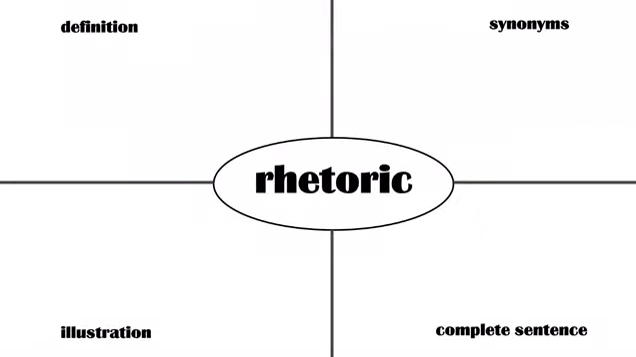The definition of rhetoric goes in the upper left corner. Any synonyms you can find in the upper right. In the lower left corner, draw an illustration of what you think rhetoric means. And in the lower right corner, use the word rhetoric correctly in a complete sentence. If you don't have one of these pre-printed sheets, you can do this on a sheet of notebook paper.